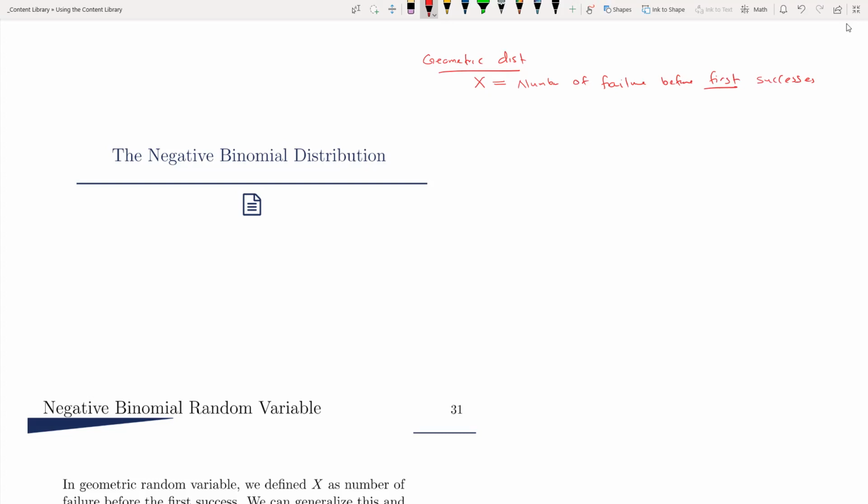Okay, and we were assuming that we are using repeated, independent Bernoulli trials with success probability p. So each trial has the same success probability.